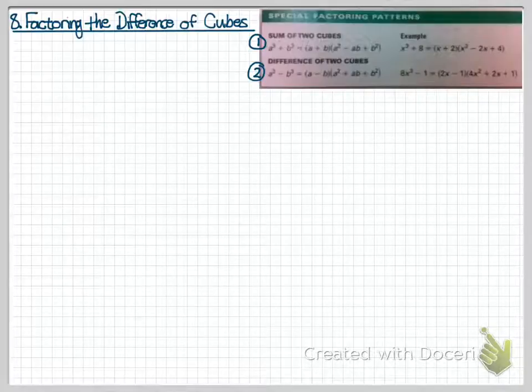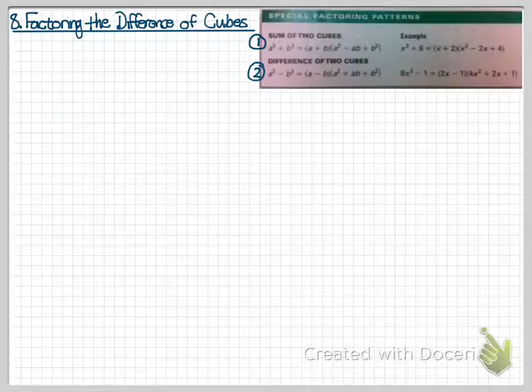Today we're factoring the difference of cubes. Last time we did part one, the sum of two cubes. Now we're factoring the difference of two cubes. So look at number 2 there on the right. When you have a cubed minus b cubed, thus the name difference. When you're subtracting two numbers, you are looking for the difference.